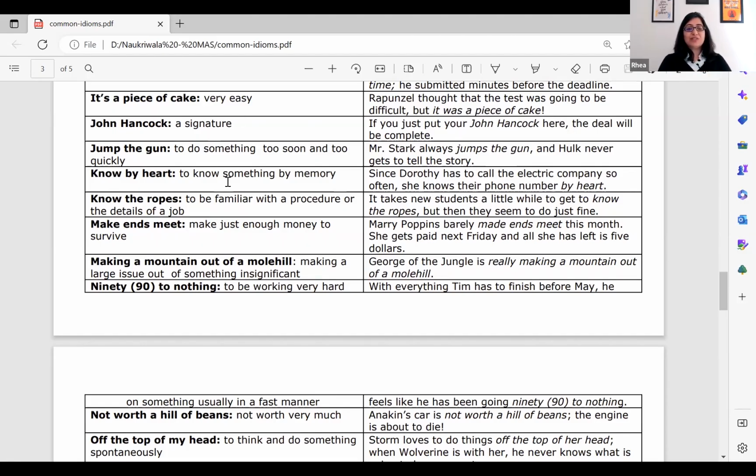Then this you would have heard in school or college. I know it by heart. This subject, I know it by heart. Means you know it very easily. It's stuck in your head. It's like you saved it in your memory.